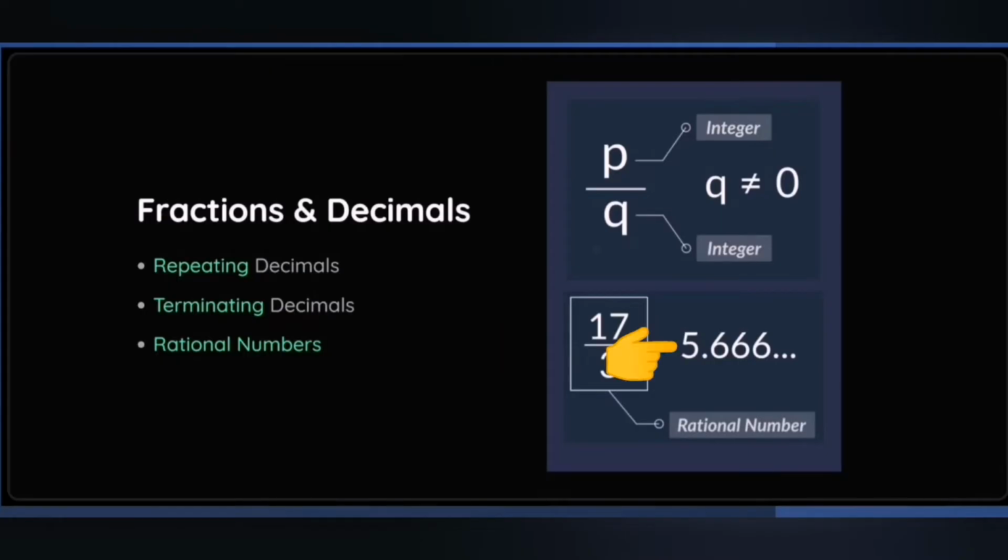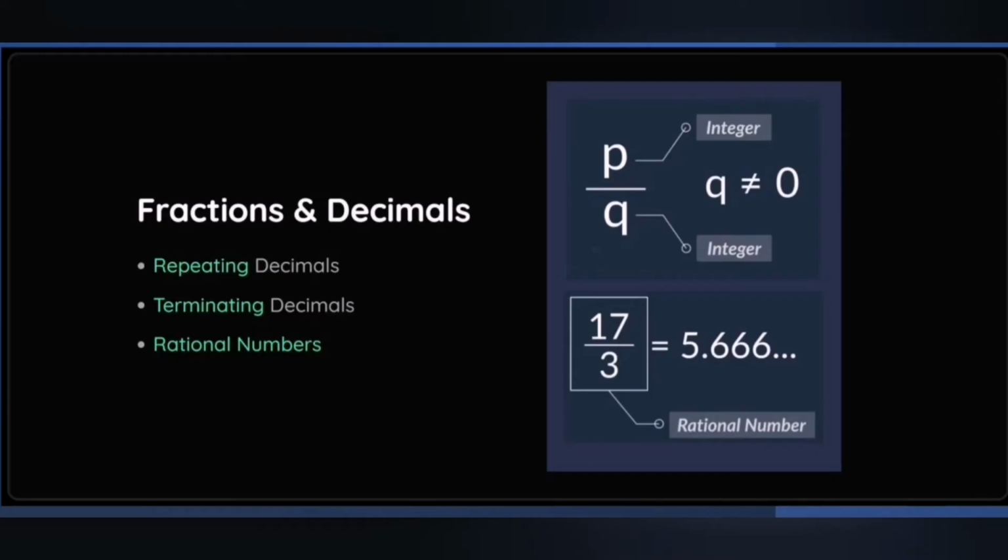Kindly refer to the decimal. We have to check whether the situation is a repeating decimal. So for this case, 5.666 with the repeating 6, it is a repeating decimal. And we can say it is a rational number.